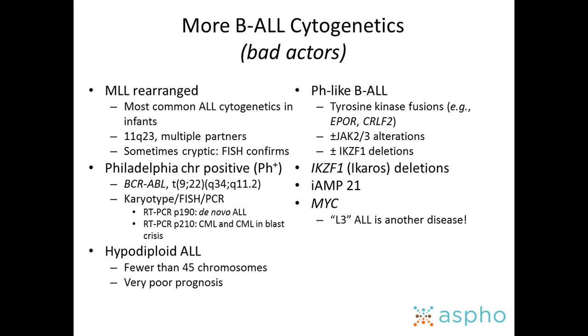Hypodiploid ALL is another bad actor. It's defined as having fewer than 45 chromosomes. It's a very poor prognosis, and it can be associated with germline or acquired mutations in P53.